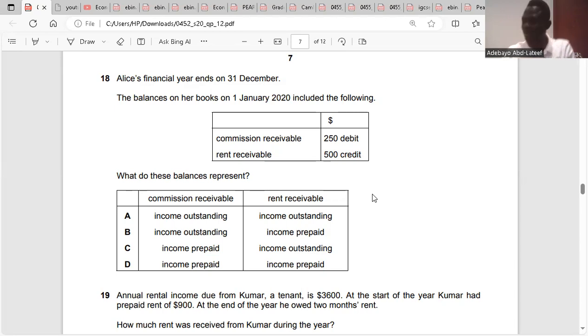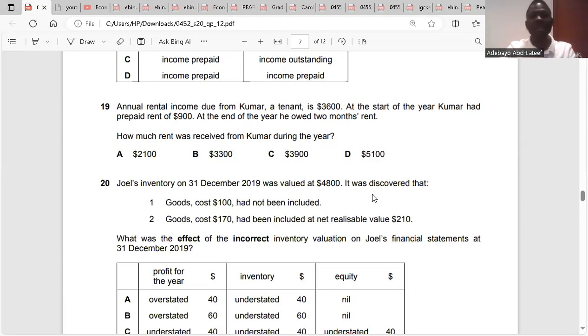So go to question 19. Annual rent income due for Kuma, a tenant, is 3,600. At the start of the year, Kuma had prepaid rent of 900. So 900 was paid. So take away that from 3,600. We have 2,700. Clear?